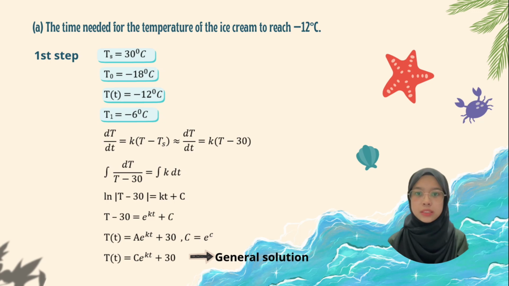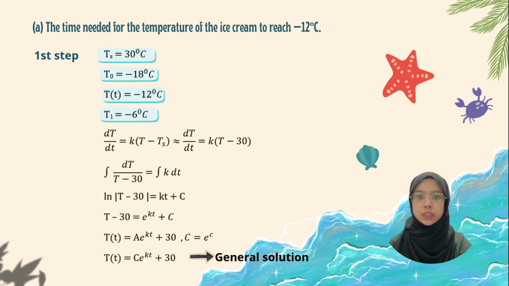The first question is, determine the time needed for the temperature of the ice cream to reach -12 degrees Celsius. Given from the question, the temperature of the surrounding is 30 degrees Celsius. The initial temperature is -18 degrees Celsius, and let T(t) be the temperature of the ice cream at any time, which in this question, T(t) equals -12 degrees Celsius. The temperature after 1 hour is -6 degrees Celsius.